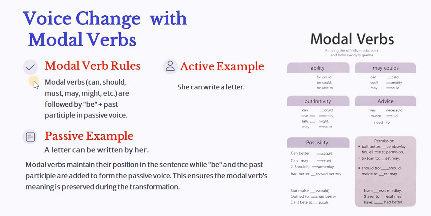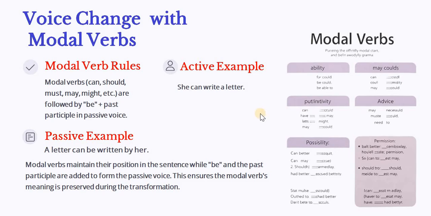How can we change the modal verb? So, modal verb rules: modal verbs like can, could, should, may, might, etc. are followed by be plus past participle in the passive voice. For example, she writes a letter, and the passive example would be: a letter can be written by her. Modal verbs maintain their position in the sentence while be and the past participle are added to form the passive voice. This ensures the modal verb's meaning is preserved during transformation.